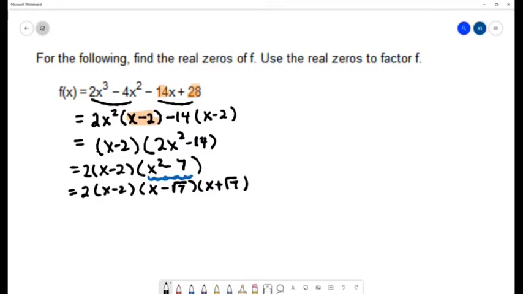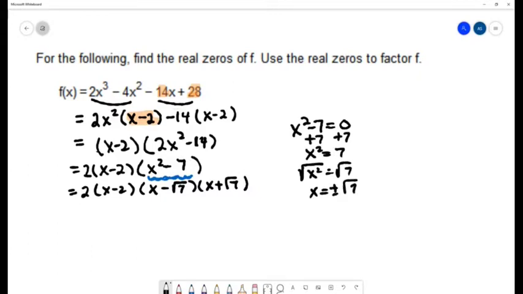If you weren't sure about that, you could set that factor equal to 0. x squared minus 7 equals 0. Add 7 to both sides. That's x squared equals 7. Square root both sides, and you get x equals plus and minus square root of 7. So those are the zeros, which can create the factors for you from that portion.